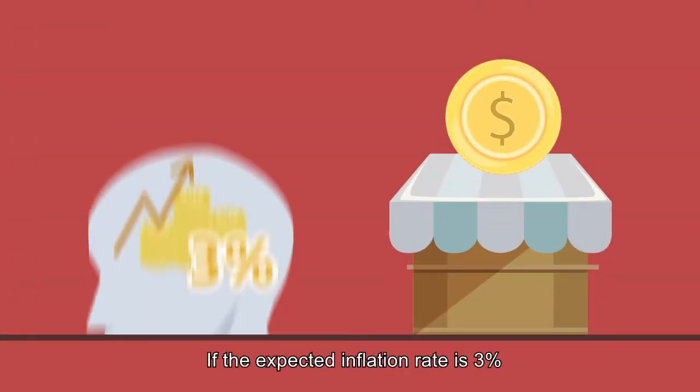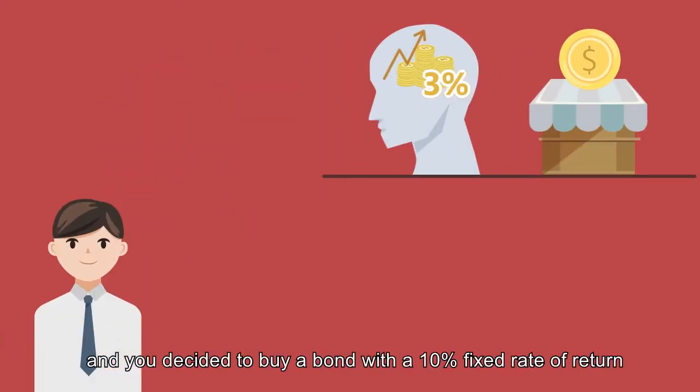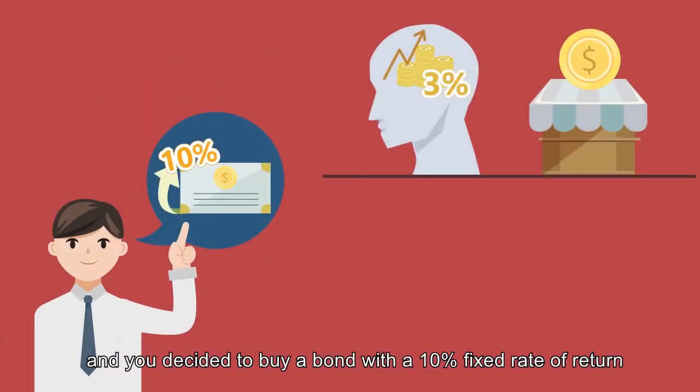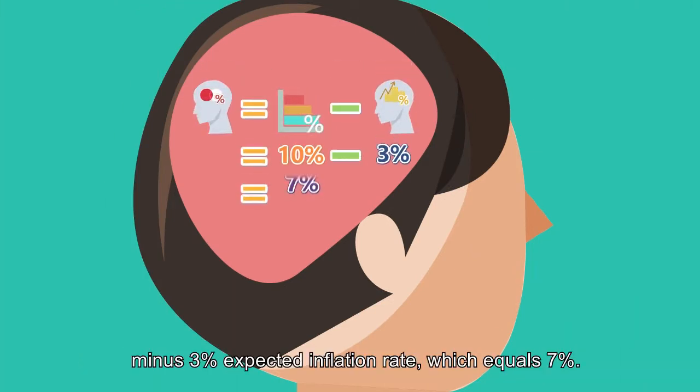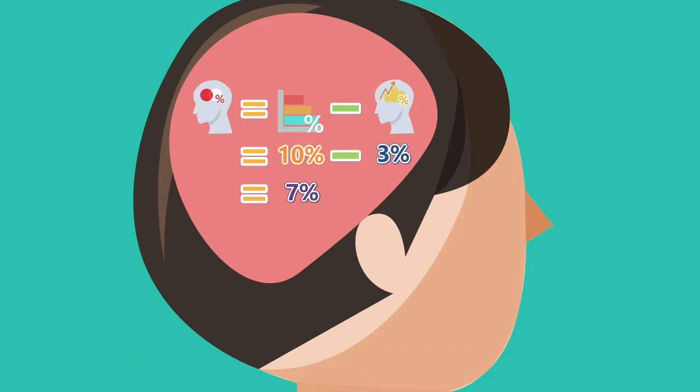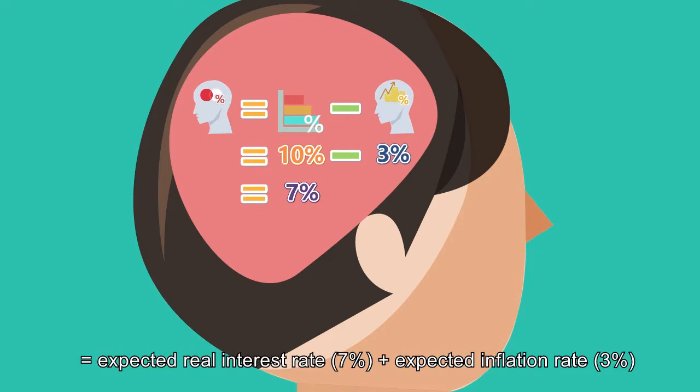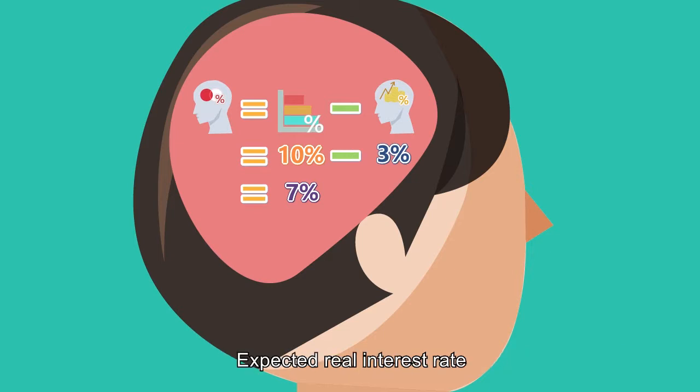If the expected inflation rate is 3%, and you decided to buy a bond with a 10% fixed rate of return, the real interest you expect would be 10% nominal interest rate minus 3% expected inflation rate, which equals 7%. Nominal interest rate, 10%, equals expected real interest rate, 7%, plus expected inflation rate, 3%. Expected real interest rate equals nominal interest rate minus expected inflation rate equals 10% minus 3% equals 7%.